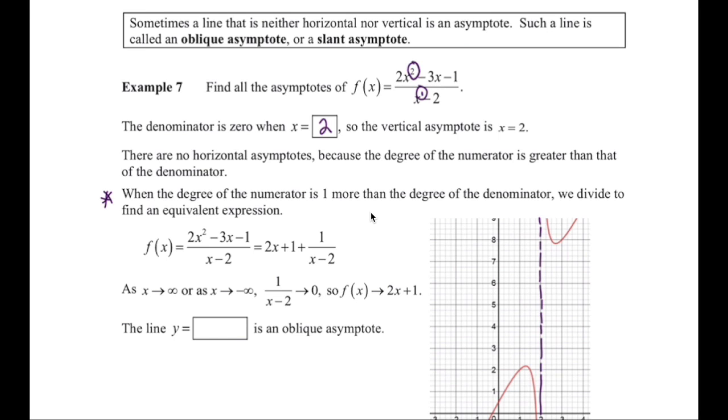When I take 2x squared minus 3x minus 1 and I divide it by x minus 2, you can use synthetic division that we learned about, or you can use long division to divide out. But when we divide out, I end up with 2x plus 1 with a remainder of 1. But I'm only curious about this 2x plus 1 piece here.